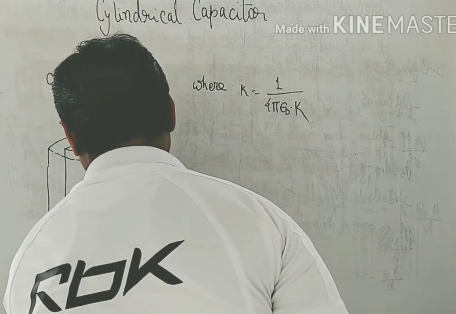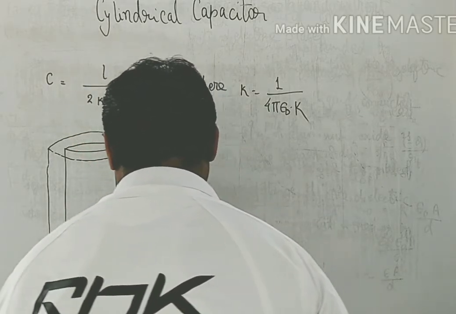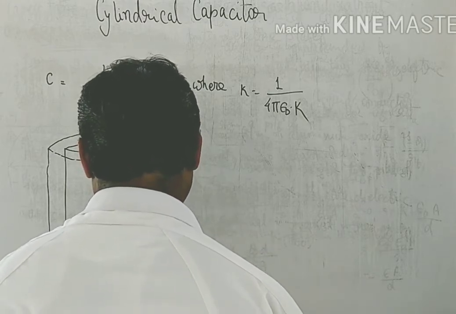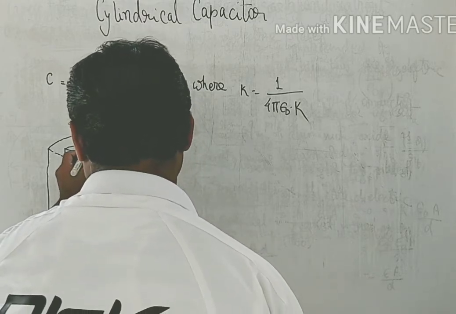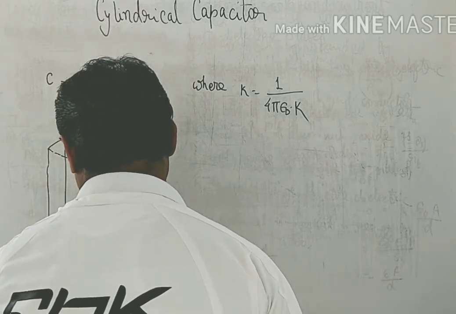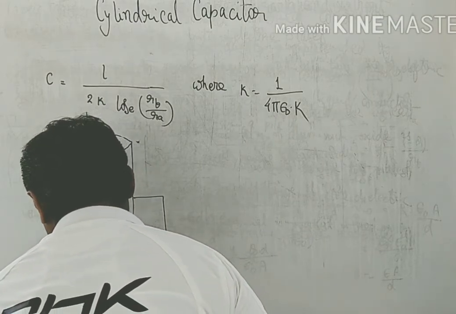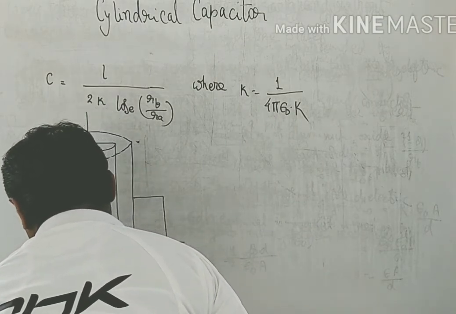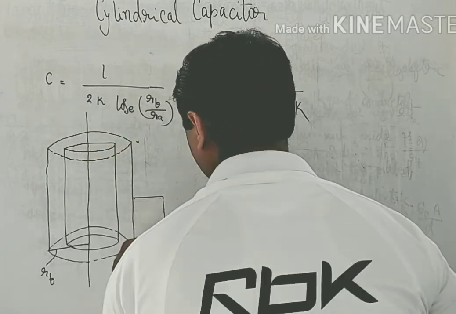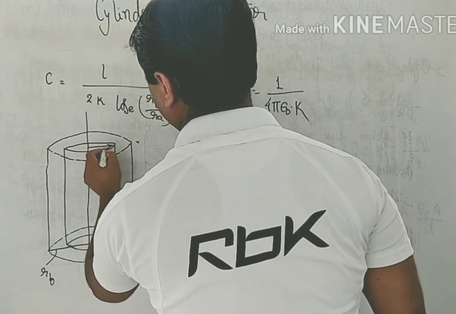And here the outer will have earthing. Here actually this is the axis I must draw. This is the axis. Now the radius of this outer one is RB, and the inner radius is RA. This is RA.